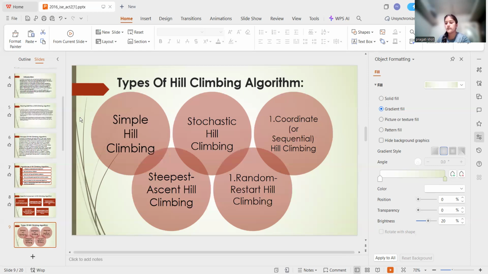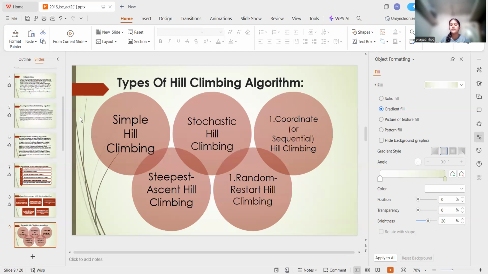First-choice algorithm: it randomly selects neighbors until a better one is found. It moves immediately. It is efficient on large search surfaces, and the con is that it may miss the optimal solution.